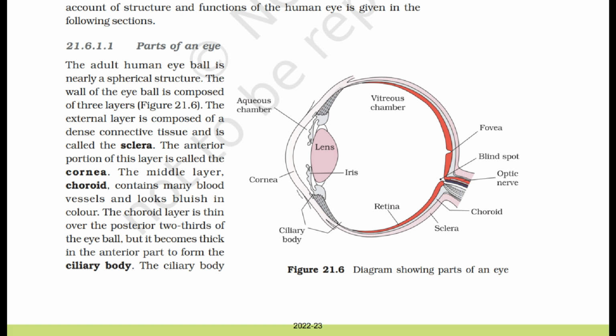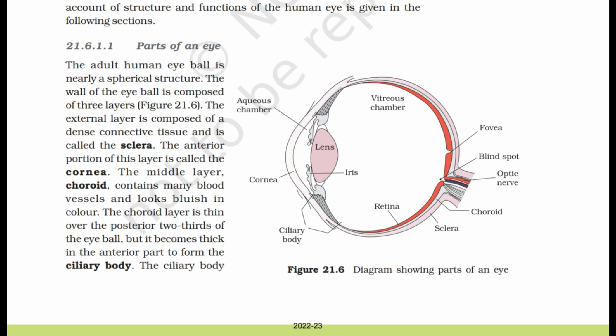The middle layer, choroid, contains many blood vessels and looks bluish in color. The choroid layer is thin over the posterior two-thirds of the eyeball, but it becomes thick in the anterior part to form the ciliary body.